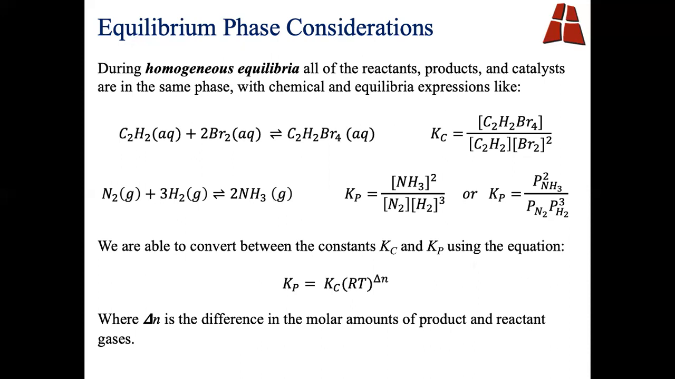And so sometimes we occasionally will need to convert between Kc and Kp. And again, that's just the equilibrium constant for concentration and the equilibrium constant for pressure. And so we can do that by setting Kp equal to Kc times RT, our gas constant, and the change in moles, which is delta N here. And so that is equal to the difference in molar amounts of product and reactant gases. So for example, if we were looking at this equilibrium here, we would say that we have 4 moles of gas on this side, we have 2 moles of gas on this side, and so delta N would be 2.